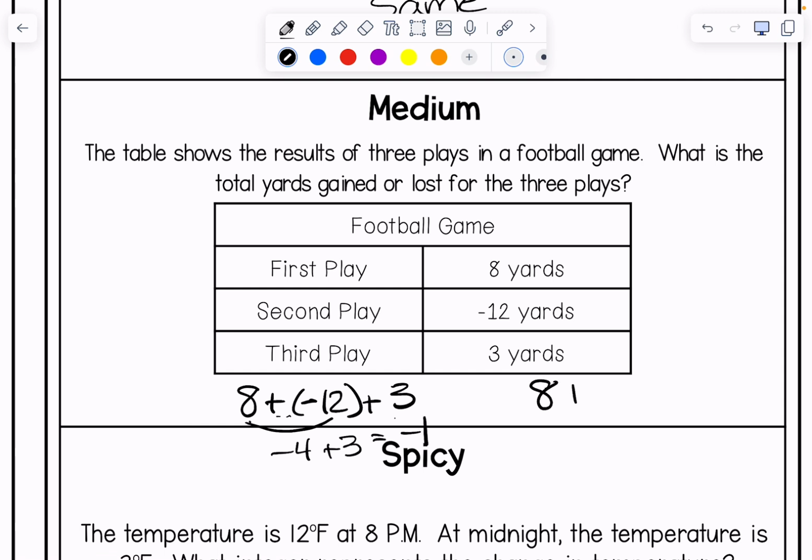Another way we could solve this same problem, I might add my same signs first, so 8 plus 3 I know is going to give me 11, plus the negative 12, 11 plus negative 12. Now I have different signs, so I'm going to subtract them and get 1, and because the 12 has a larger absolute value, and it's negative, my answer is negative.